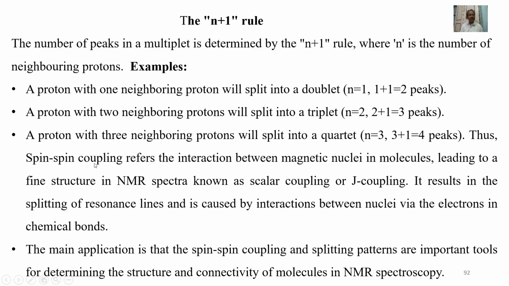Thus, spin-spin coupling refers to the interaction between magnetic nuclei in molecules leading to a fine structure in NMR spectra, known as scalar coupling or J coupling. It results in the splitting of resonant lines and is caused by interactions between nuclei via the electrons in chemical bonds. The main application is that the spin-spin coupling and the splitting patterns are important tools for determining the structure and connectivity of molecules in NMR spectroscopy.